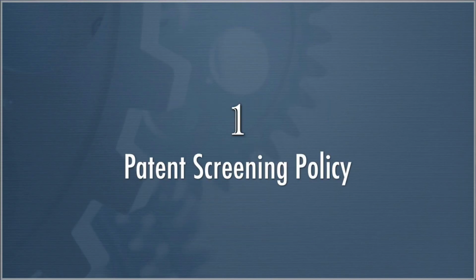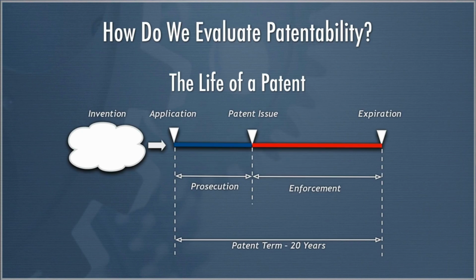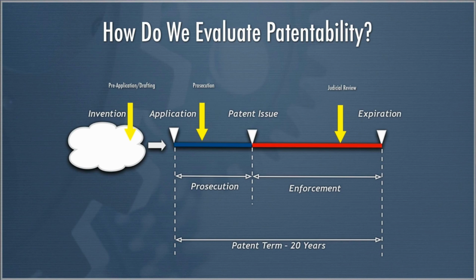So let's move into patent screening policy. The first thing to think about is how do we evaluate patentability right now in terms of determining whether a particular invention meets the standards for patentability. All right, so here's our standard diagram of the life of a patent. You have an invention, you apply for a patent, there's a prosecution period, the patent issues, then there's an enforcement period, and then eventually the patent expires.